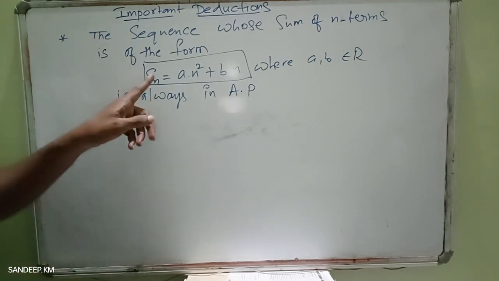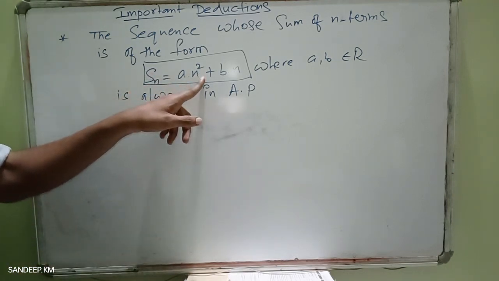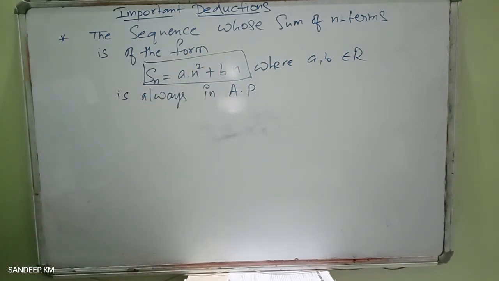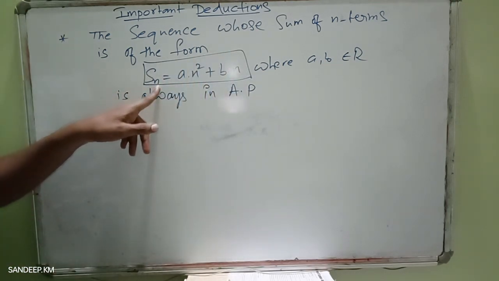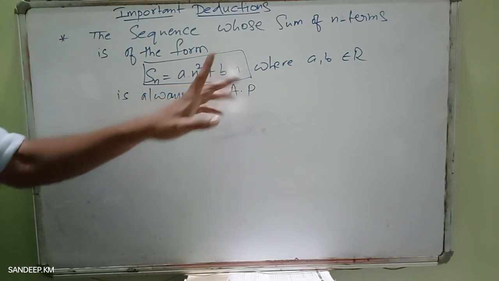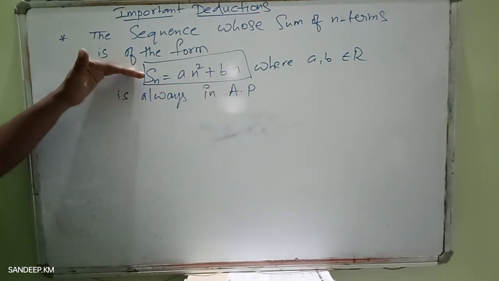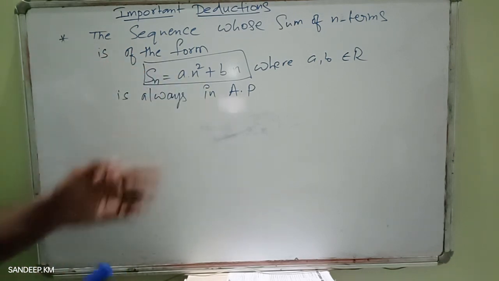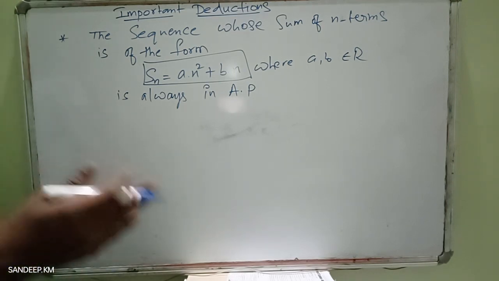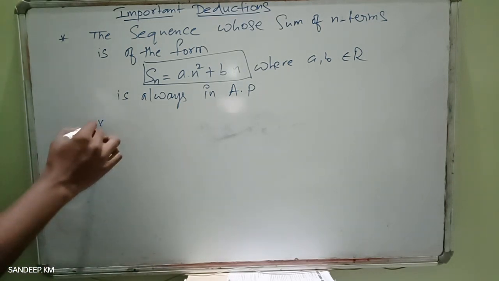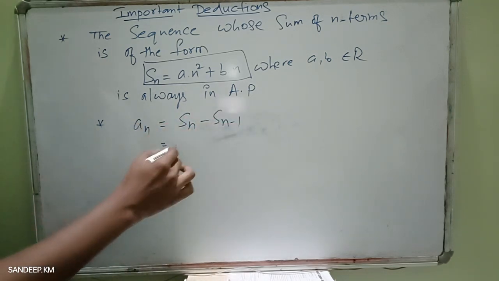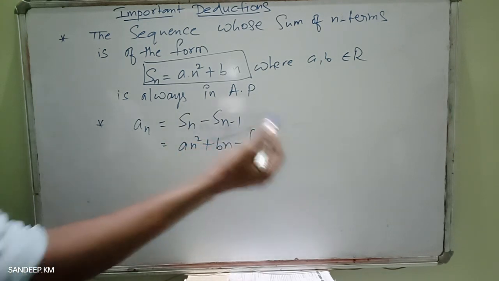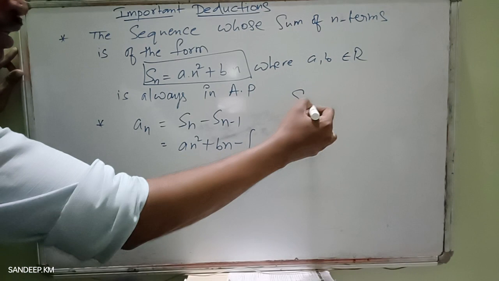In another language, if the sum of n terms is a quadratic expression without constant. See, n square term is there and n term is there, but constant is missing, right? If sum of n terms is a quadratic expression without constant, then the sequence formed because of this Sn is always AP. Okay, so let us derive that the sequence formed is always in an AP. So if you find an using the formula Sn minus Sn minus 1, so Sn is an square plus bn minus of, let me find out what is Sn minus 1 here separately.